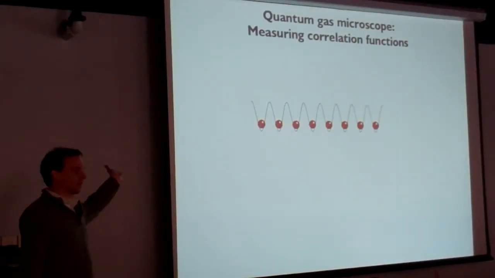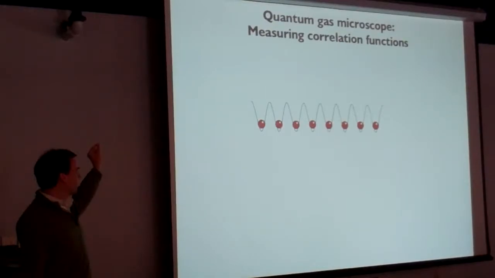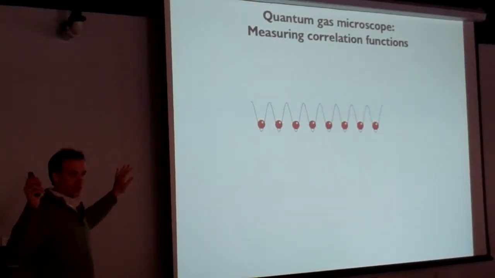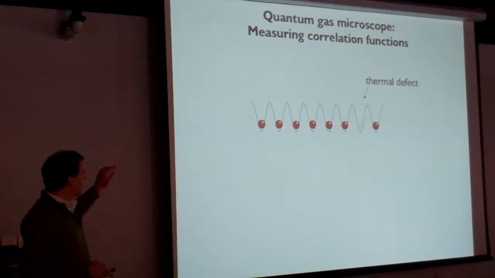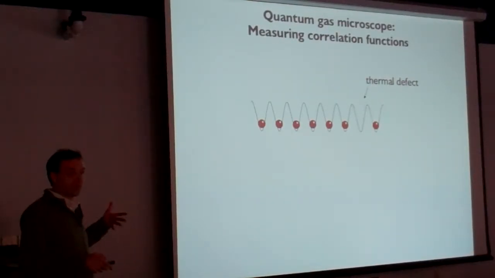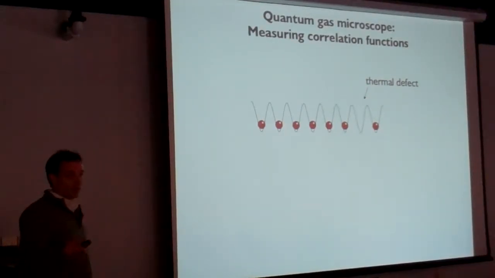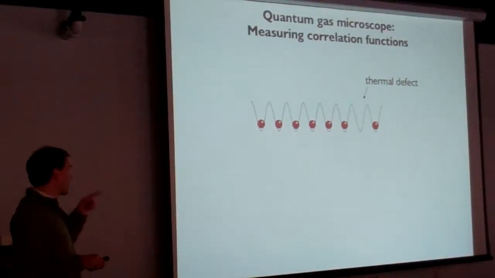What happens if you have a thermal excitation? Would you lose some atoms? Right, like one atom might move away, and if you take a picture, you see a hole, for example. Like here, an atom has gone away. There's just one missing. That's what gives you entropy in a deep Mott insulator. Or you could have two somewhere, and the other one hops around. So these are thermal excitations.